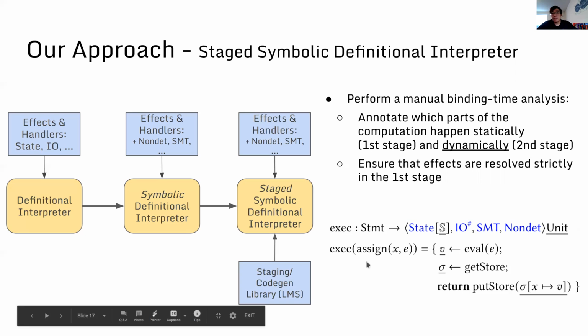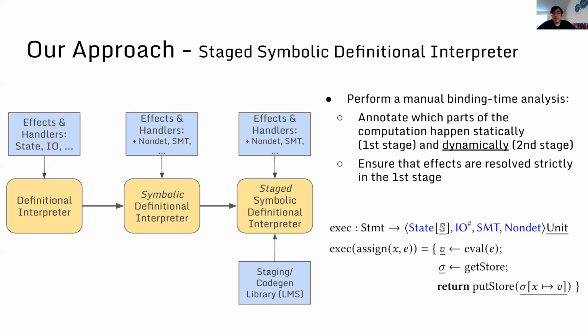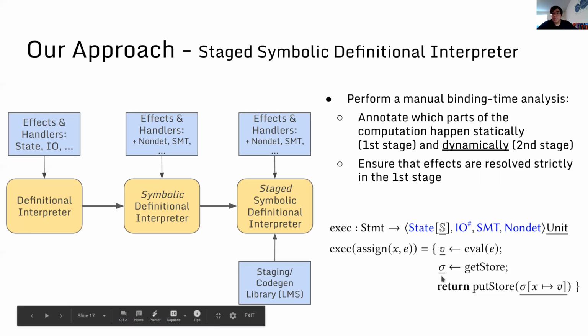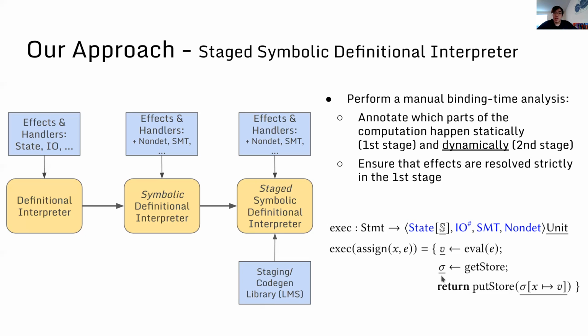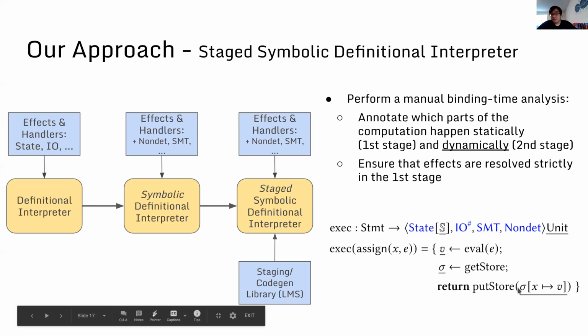Here it shows an annotated version of the interpretation of assignments. The whole assignment is syntactic and it's a first stage constructor, so it is not underlined. But its value v after the evaluation and the runtime store are both dynamic because they may depend on runtime inputs, and so does the updated store. Here is also underlined. But the functions and operations for retrieving the store, like get store and put store, and also the execution function itself, are all first stage functions.